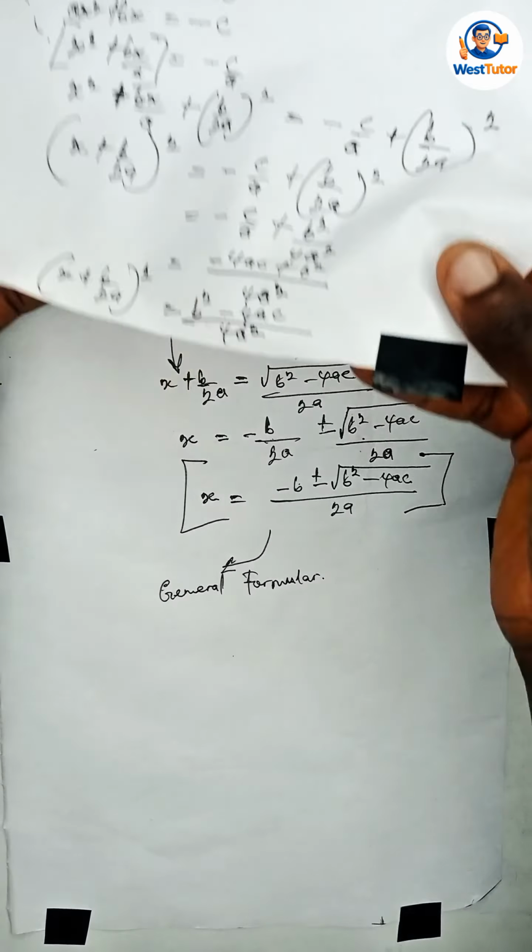So I've shown you the steps to deriving this general formula by completing the square. So for any value in ax squared plus bx plus c is equal to 0, once you know the value of a, you know the value of b, and you know the value of c, you can easily solve for x using the general formula.